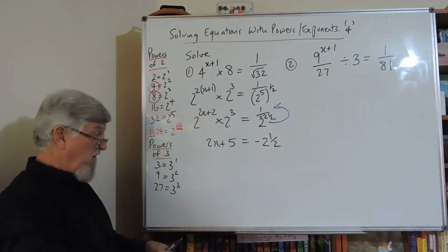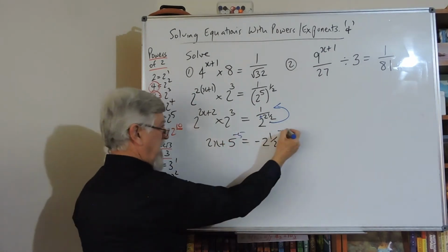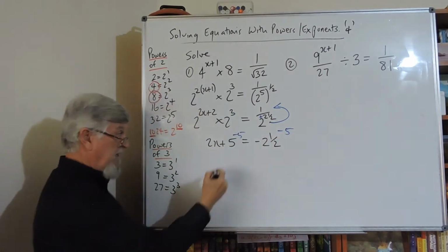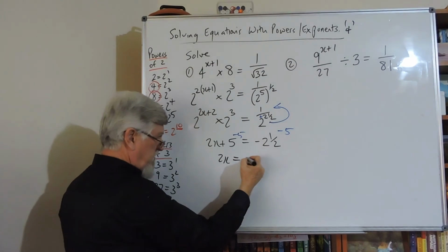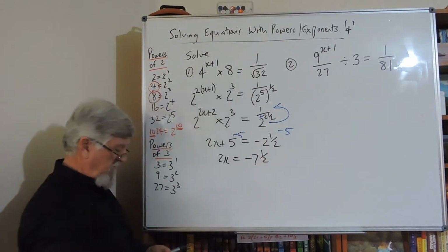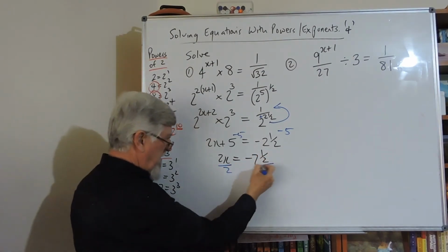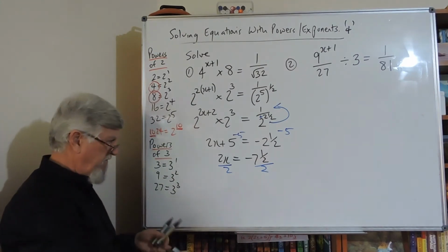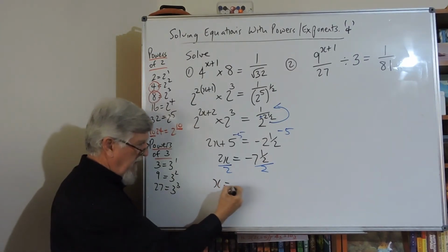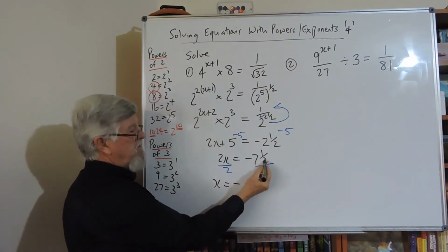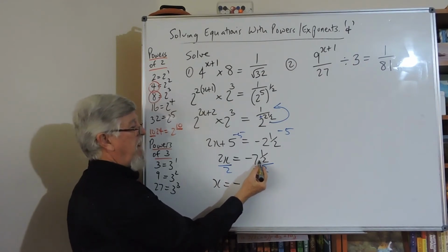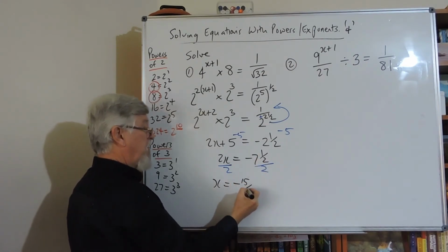Bit of fractions involved. If I take 5 from this side, I take 5. Most of you see that in your head. And I get 2x is minus 7 and a half. If I divide this side by 2, I divide that side by 2. And how much do people have trouble with fractions? I've got x, so that's minus. This is 2 7s are 14, plus 1 is 15. 15 on 2.